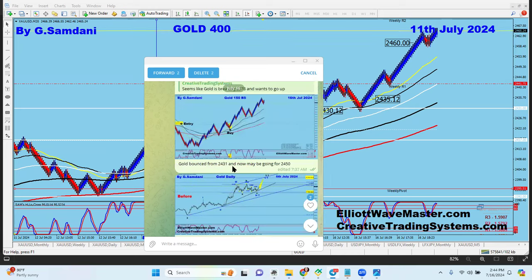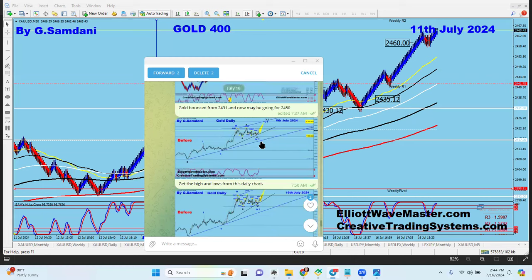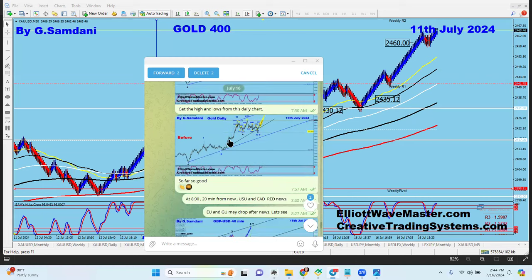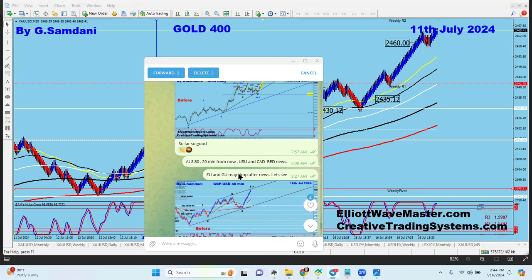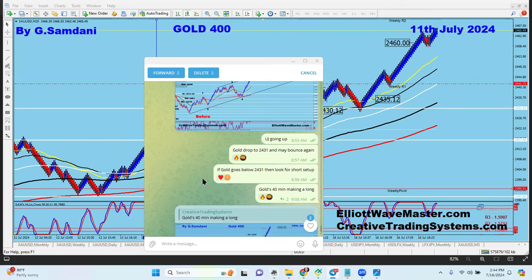Gold bounced from 24.31 and now may be going for 24.50. So I put the daily chart, the one that we had, and I said, well, so far so good, beautifully going to the upside, right? And then I posted the note there: get the highs and lows, all these numbers from this chart, and then post on your entry charts, right? So that was what I was expecting, and I was like, okay, let's go see what happened.